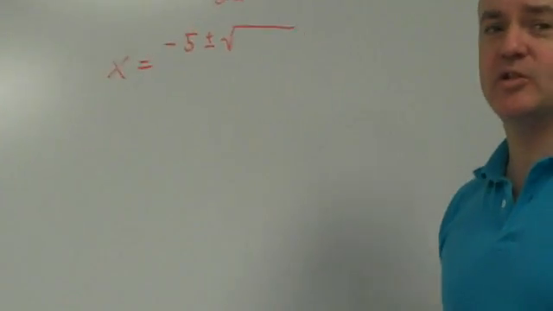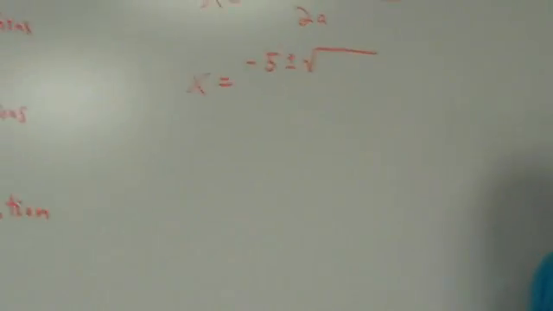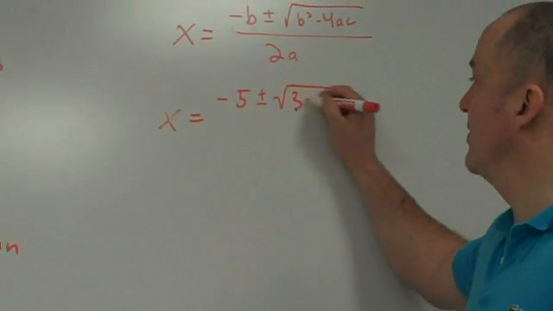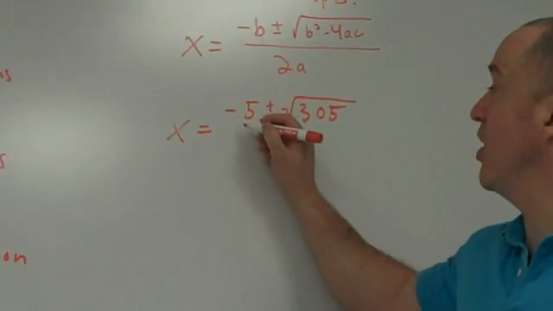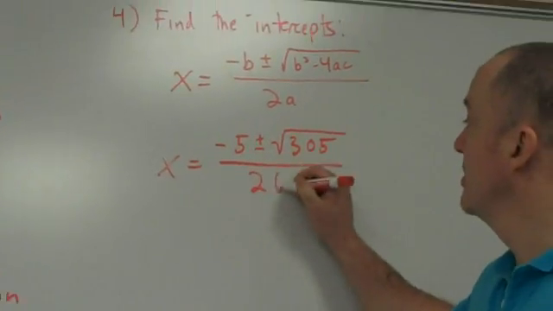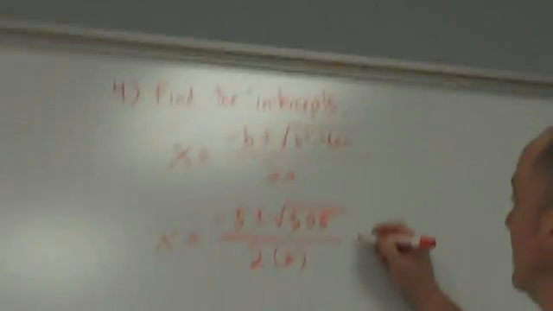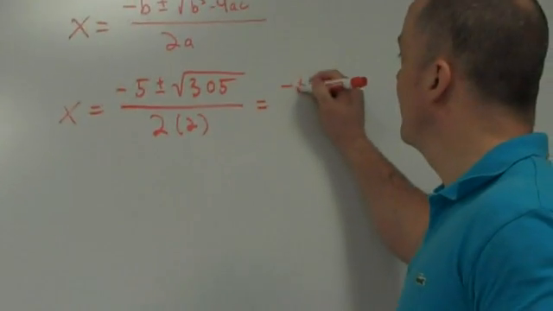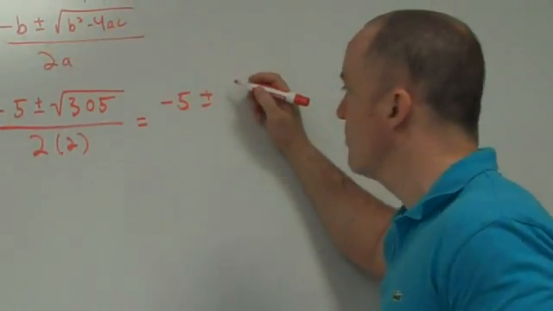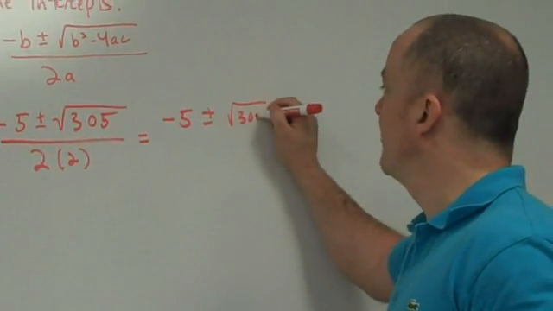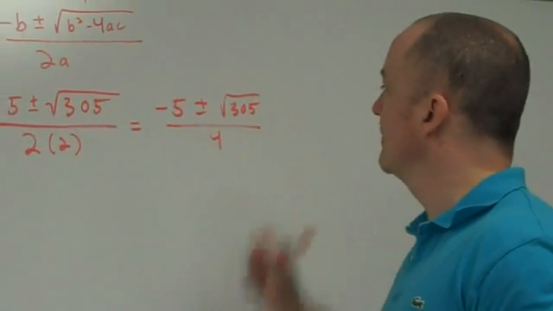Do I have to work out b squared minus 4ac again? No. I can just put 305 in there. I worked it out a minute ago. And then over 2 times 2. Okay? So that's negative 5 plus or minus the square root of 305 over 4.